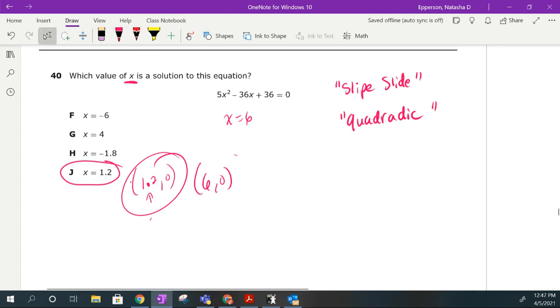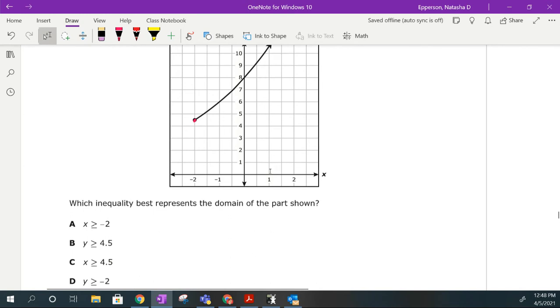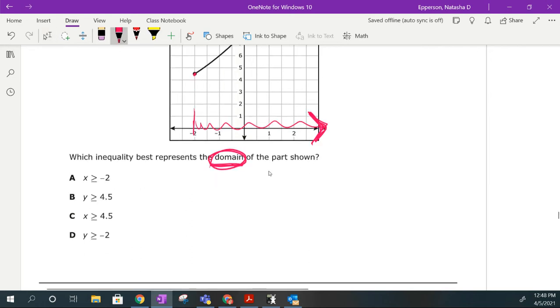Okay, number 41. We are given the parts of an exponential function. It ends here and continues off into positive infinity because that's an arrow. Which inequality best represents the domain? The domain are the x values. So that's this value here all the way onto infinity to the right because of that arrow. So every value of x has to be larger than, so x is greater than or equal to -2, which is our answer choice A.